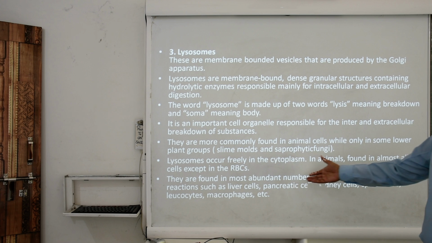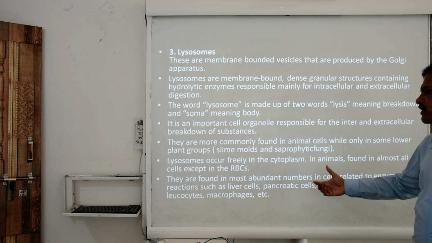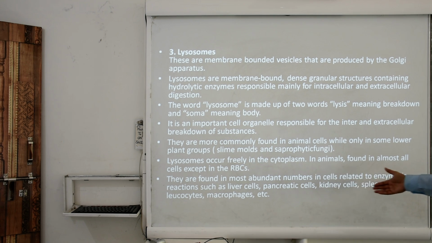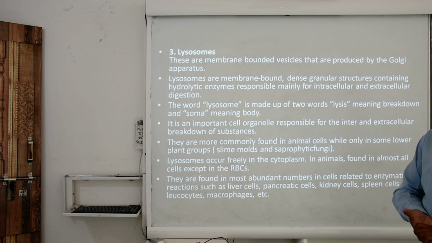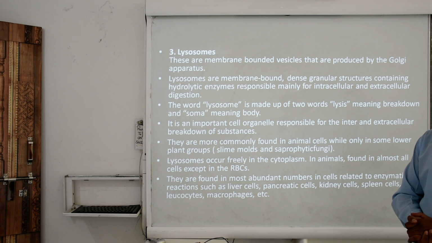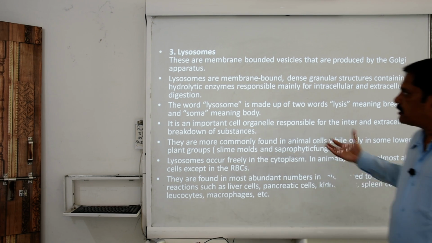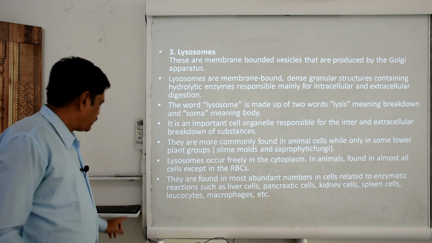Okay, and they are most abundant in cells related to enzymatic reactions, such as liver cells, pancreatic cells, kidney cells, spleen cells, leukocytes, and macrophages. You know that all these cells are responsible for engulfing, swallowing, and destroying pathogens or other components. So that's why lysosomes are present in such a higher number in these cells.